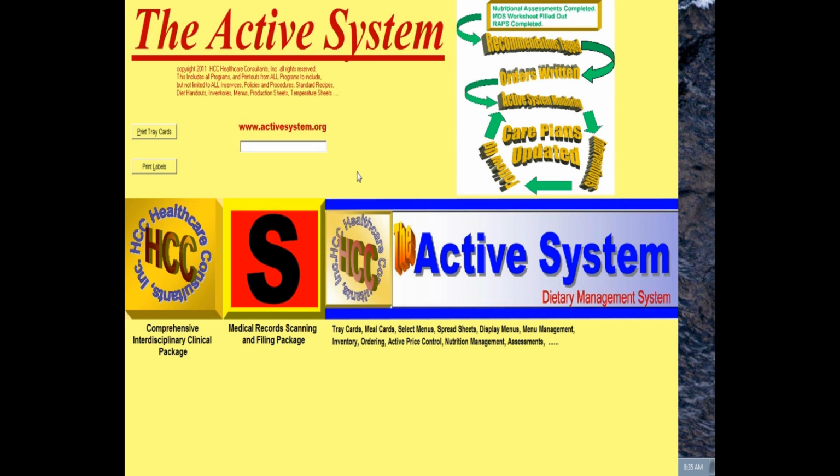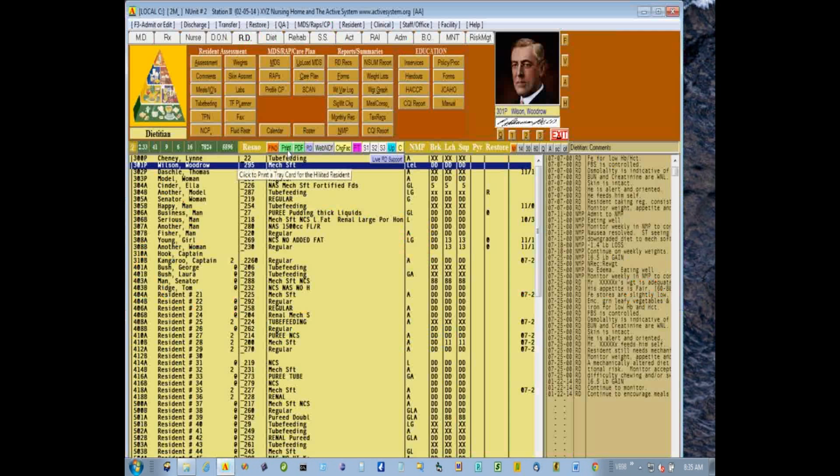Currently on your screen is the sign-in screen that you see when you first click the active system icon on the desktop. I'm going to put in the standard code, which is AA. That is what everyone uses, and everyone has a special password that they put in once a month, but for now we'll just put in AA and hit enter, and the opening screen for the active system, which is also called the roster screen, comes up, and you have your list of residents here.